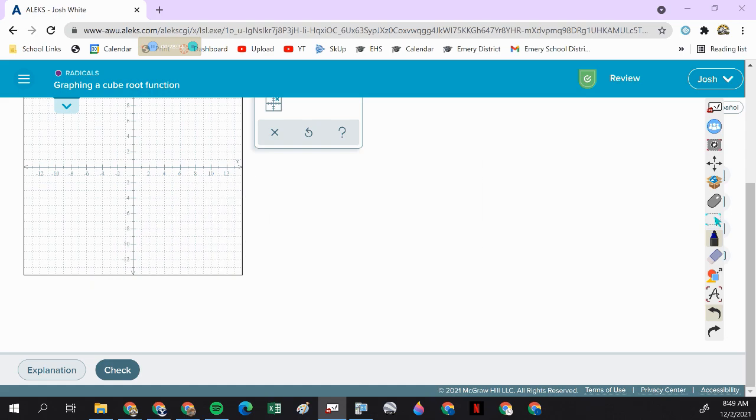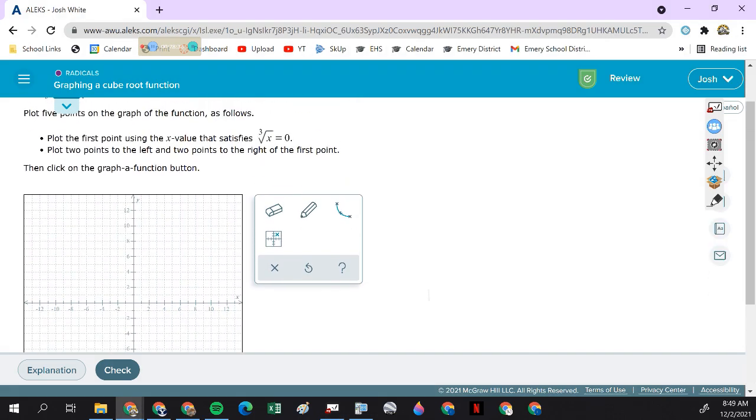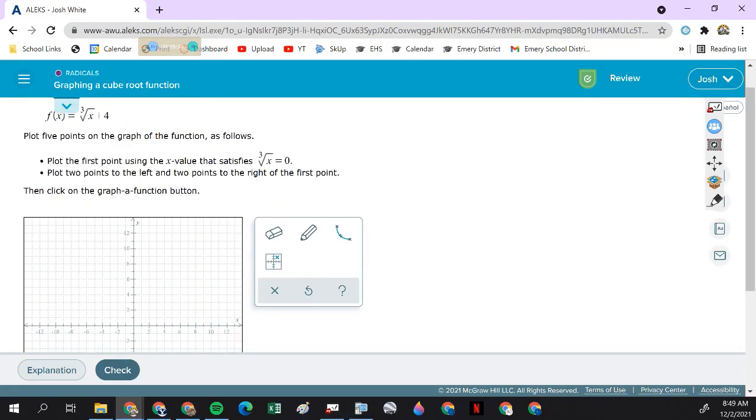Okay. Now we're going to graph a cube root function. Where is the cube root of x plus 4? So it's over 0, up 4. So we're going to start right here. And plot 2 points to the left and 2 points to the right.